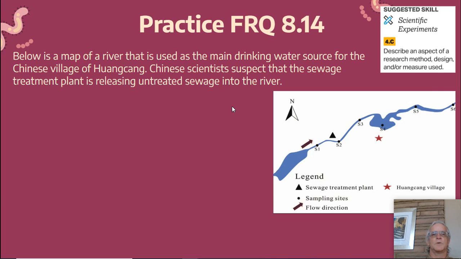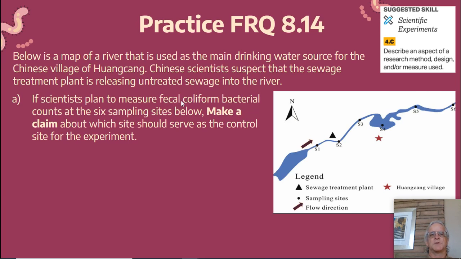Practice 8.14. Below is a map of a river that is used as a main drinking water source for the Chinese village of Huangkang. Chinese scientists suspect that the sewage treatment plant is releasing untreated sewage into the river. If scientists plan to measure fecal coliform bacteria counts at 6 sampling sites, 1, 2, 3, 4, 5, 6, around the village, the sewage treatment plant, and the direction of the flow of the water, make a claim about which site should serve as the control site for the experiment.